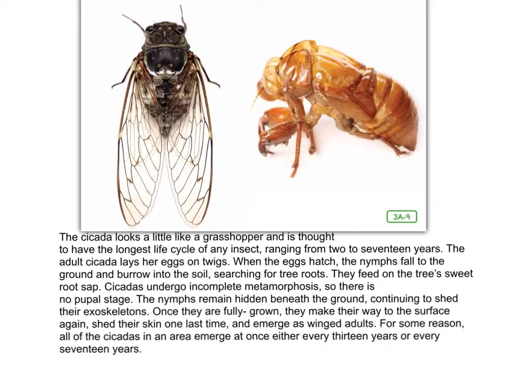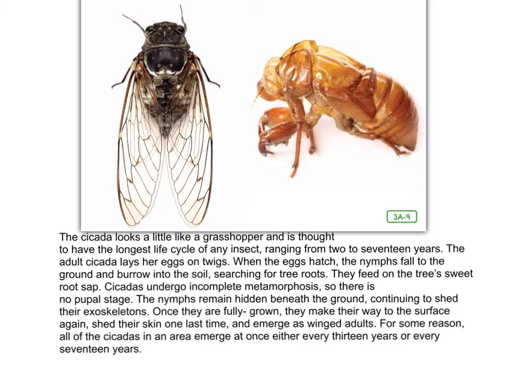The cicada looks a little like a grasshopper and is thought to have the longest life cycle of any insect, ranging from 2 to 17 years. The adult cicada lays her eggs on twigs. When the eggs hatch, the nymphs fall to the ground and burrow into the soil, searching for tree roots. They feed on the tree's sweet root sap.